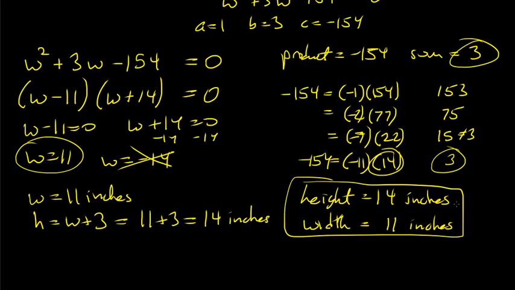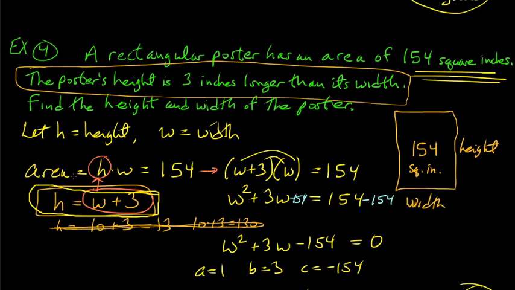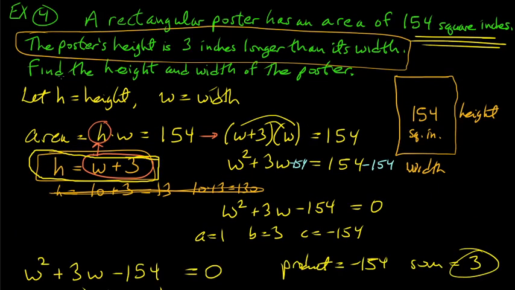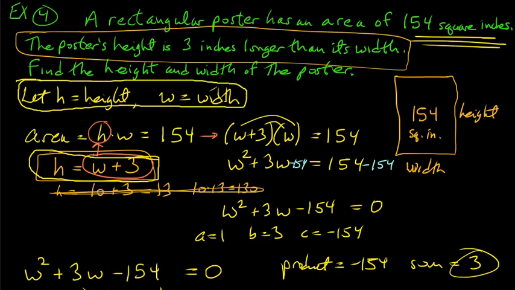Okay, so that's how this works. Again, just to summarize what we did here, right? First, make sure you declare your variables. Again, you don't have to use h and w. You can use x and y. But if you do that, you better make sure you say which is which, right?